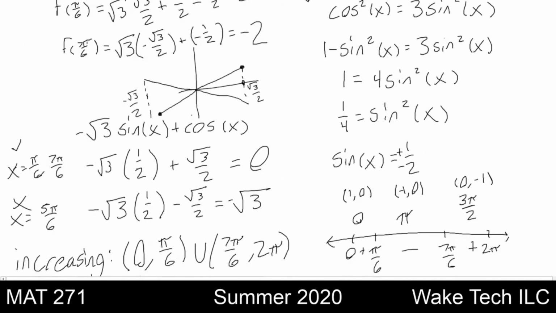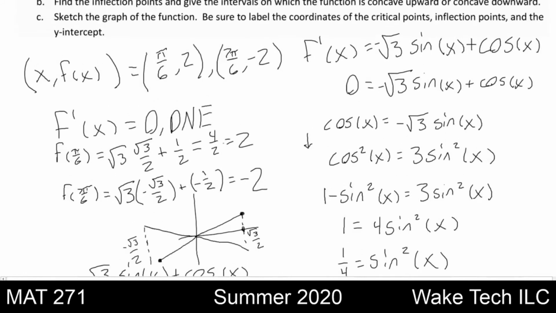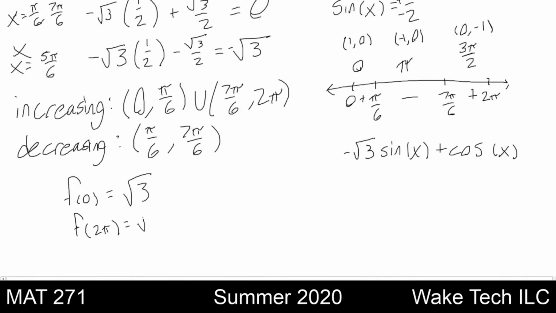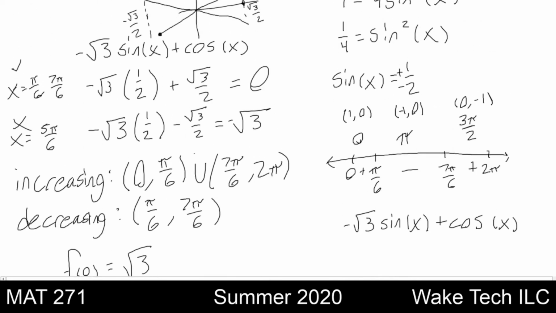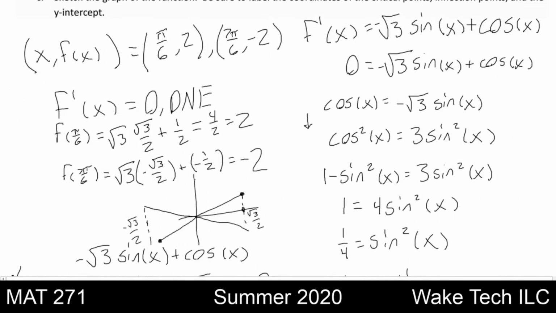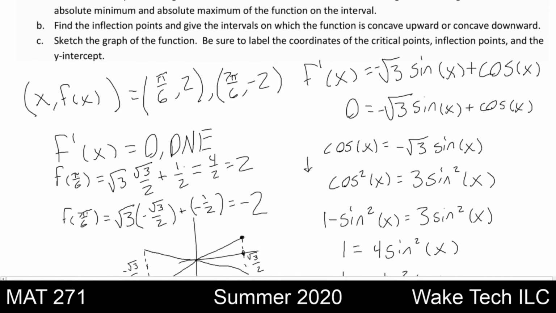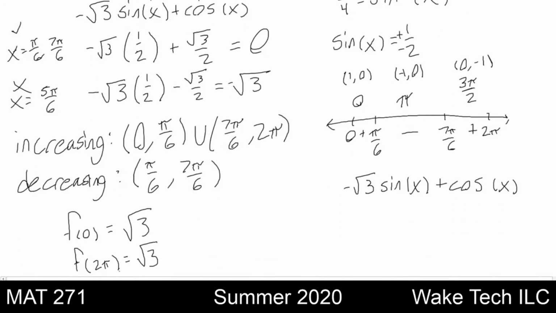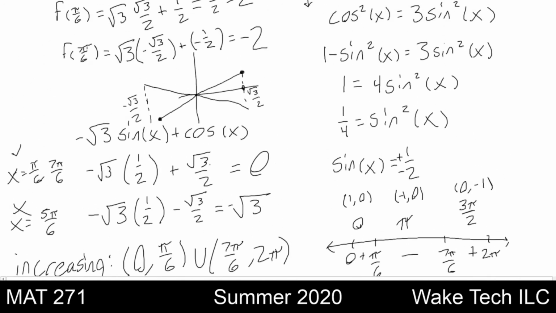Pi over, and 2 pi would be identical, because this thing has the period of 2 pi. So it's also square root of 3. So our job then is to compare all of our critical values, all the y values of our critical points, and the y values of the endpoints of our interval.